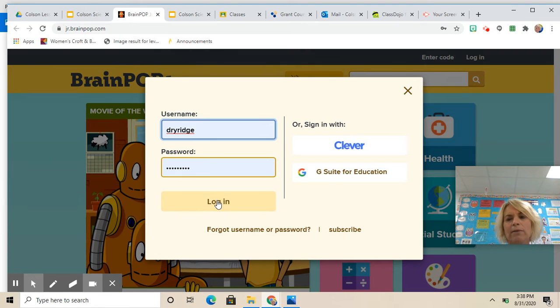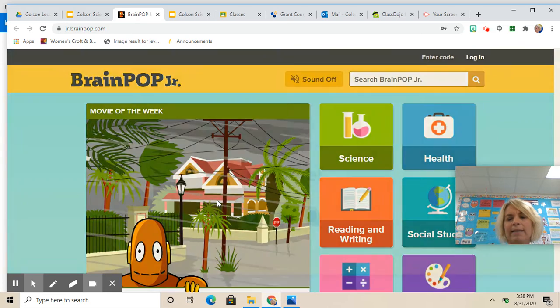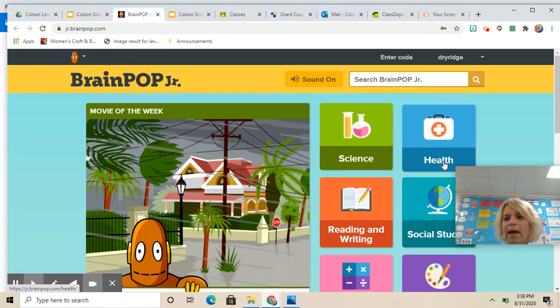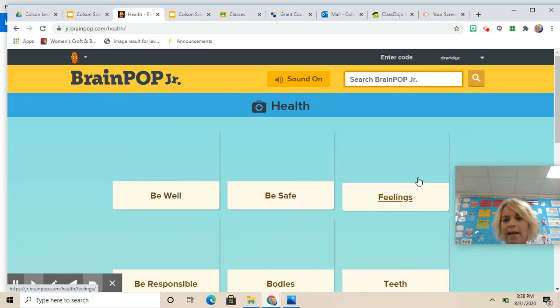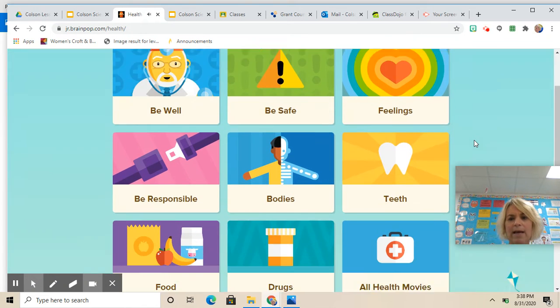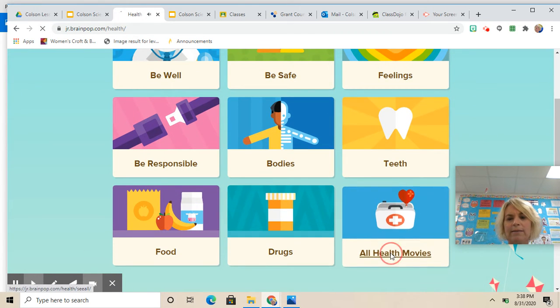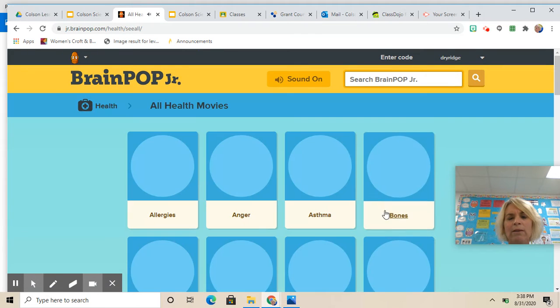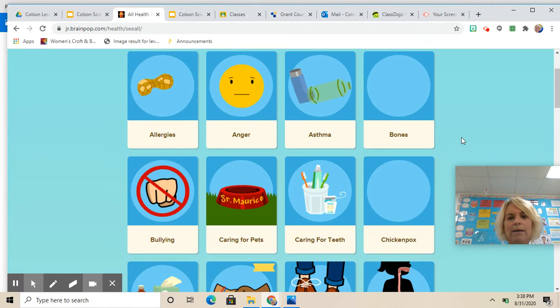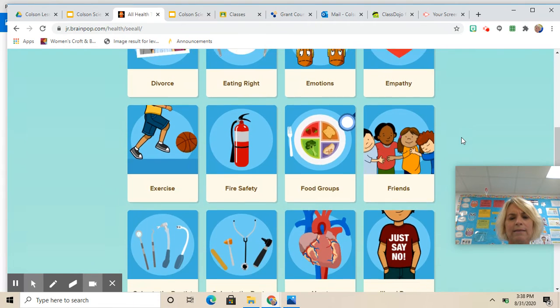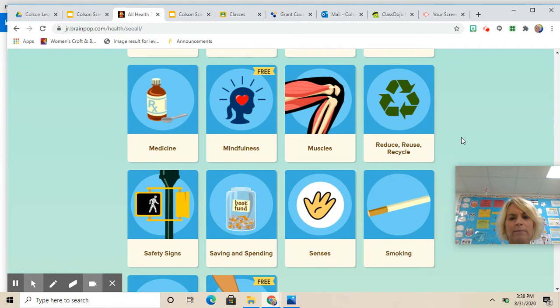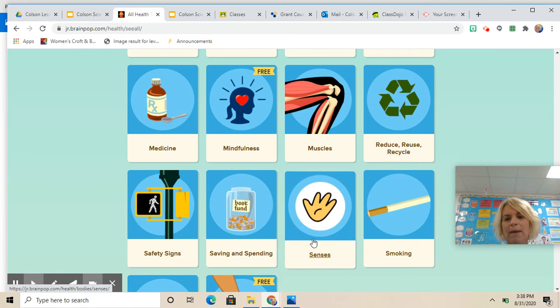And this time, we are going to go to the health section. I know normally we go to science, but today we're going to go to health. And we're going to go to all health movies. All health movies. And then we're going to look for the senses. Scroll down and you will find it right here, the senses. Now, if you leave your mouse there, you're going to see all the different senses.